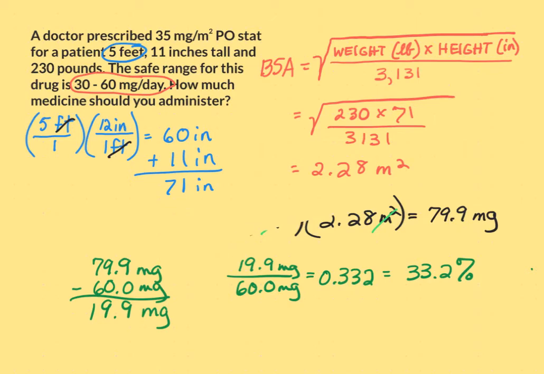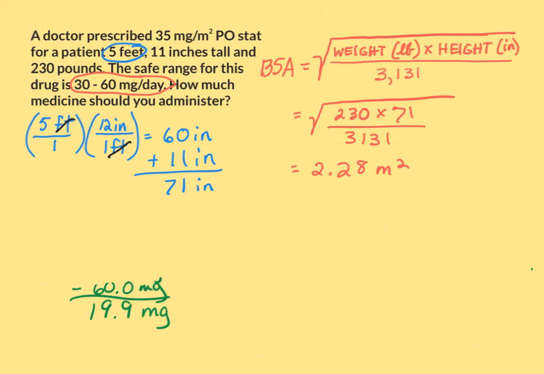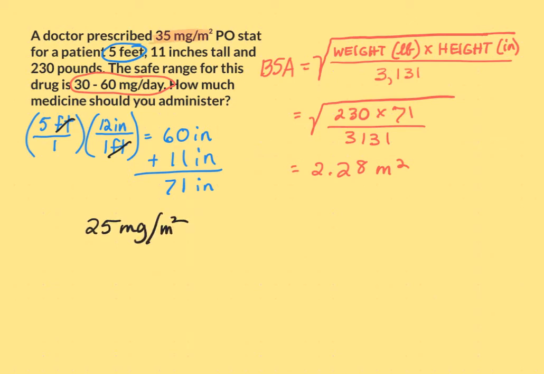Why might that have been an error? What might the value have been? When you go back to the doctor to question this, hopefully he or she would quickly realize that perhaps they meant 25 milligrams per meter squared rather than their original number of 35. So in this case, if you multiply 25 milligrams per meter squared times the patient's BSA 2.28, you get 57.0 milligrams. Is that within the safe dosage range? Yes, it is. You may administer this revised dosage.